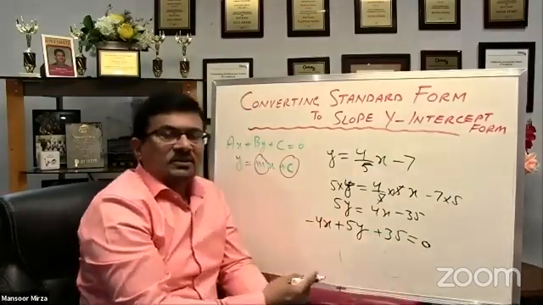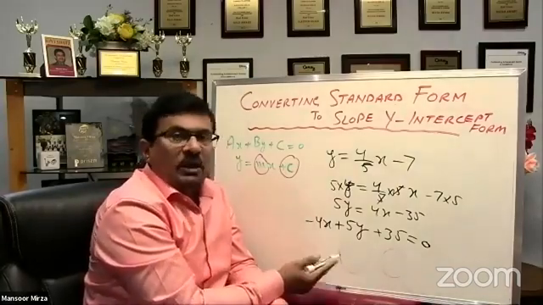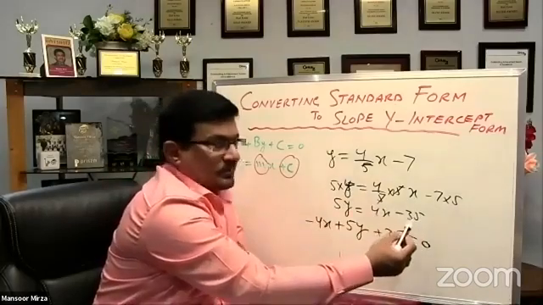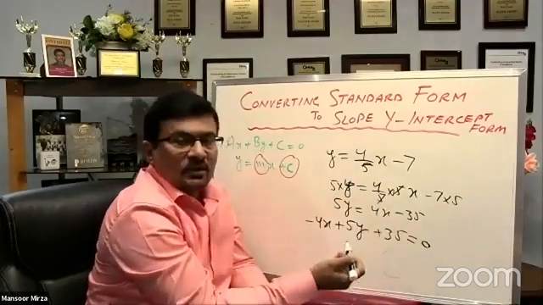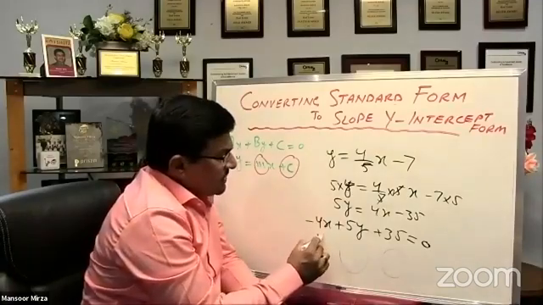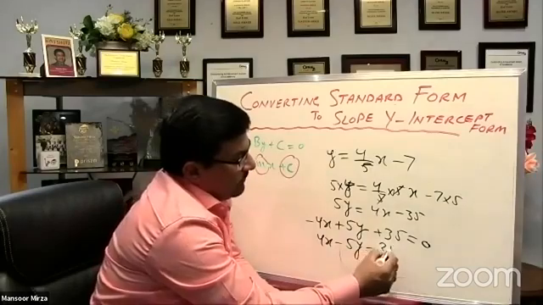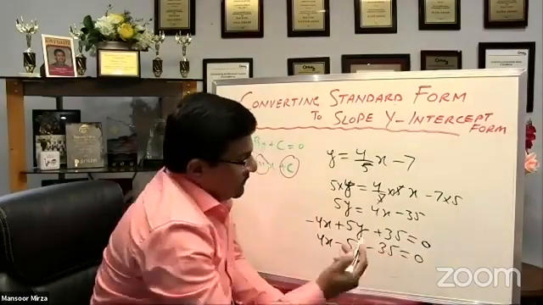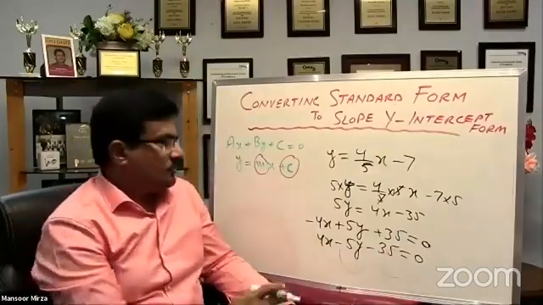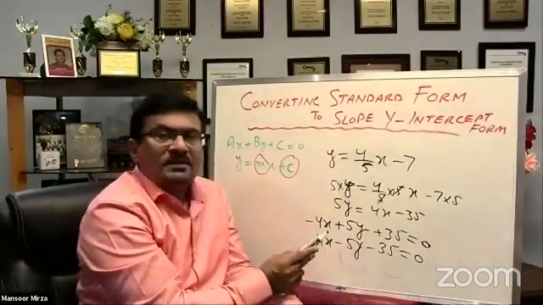Or just for the sake of changing this to a positive, if I multiply by minus 1, or in this position I can move 5y to this side, so the coefficient of x is positive. Either way is okay. I can change it to 4x minus 5y minus 35 is equal to 0. So that's changed into my standard form. So this is how I converted from Y-intercept to a standard form.